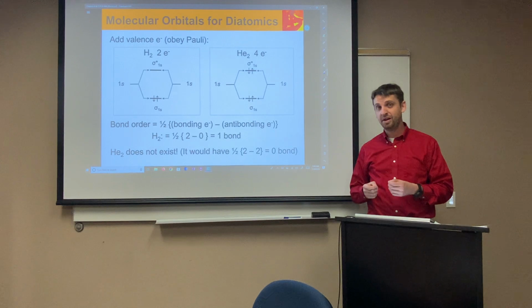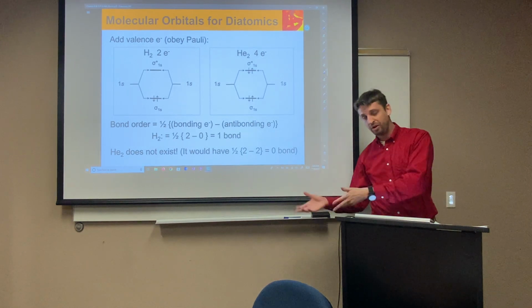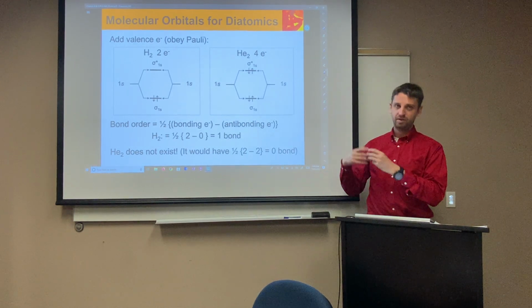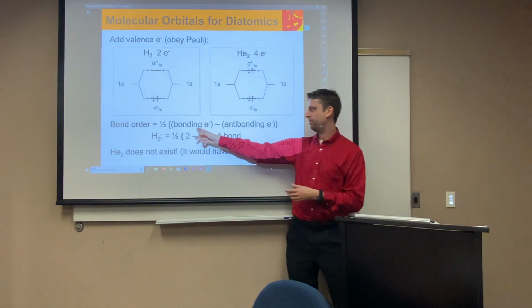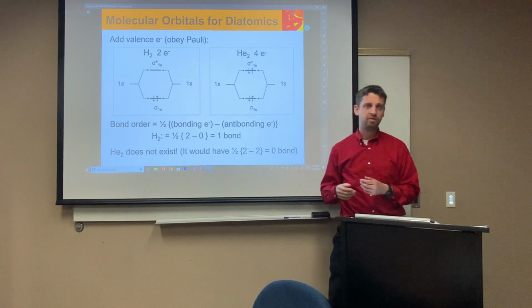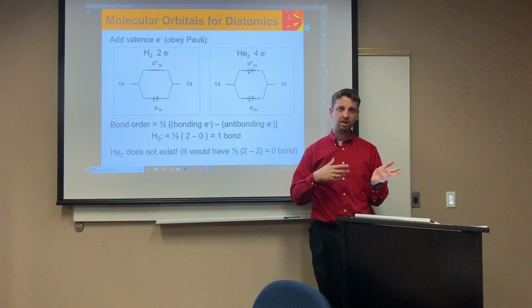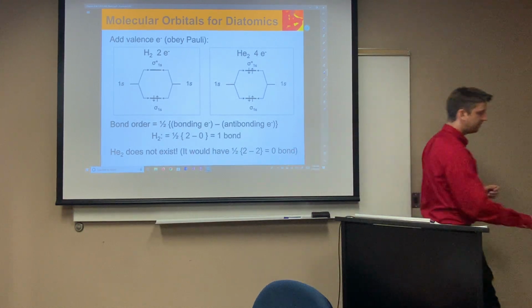A typical question that I would ask you is, what is the bond order for a given species? I'm expecting you to fill in one of these diagrams and just execute this math right here: bonding minus anti-bonding, divided by 2.